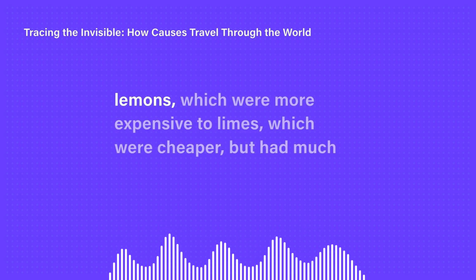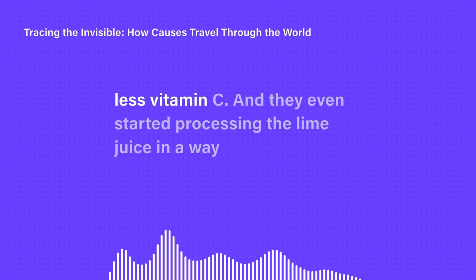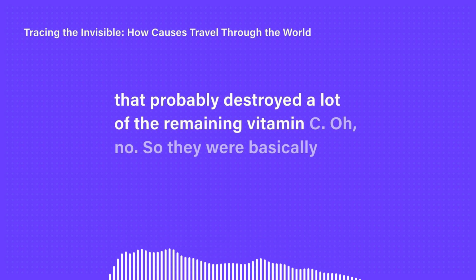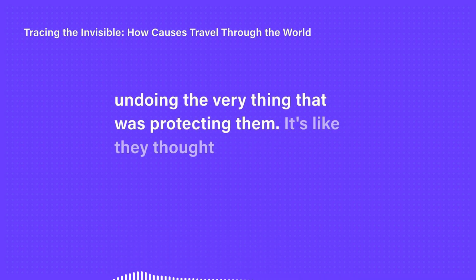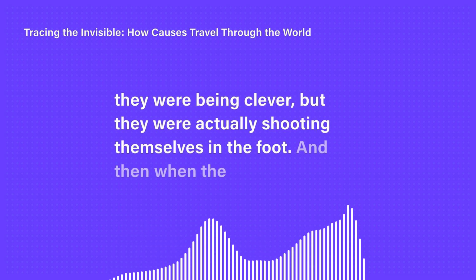They switched from using lemons, which were more expensive, to limes, which were cheaper, but had much less vitamin C. And they even started processing the lime juice in a way that probably destroyed a lot of the remaining vitamin C. Oh, no. So they were basically undoing the very thing that was protecting them. It's like they thought they were being clever, but they were actually shooting themselves in the foot.